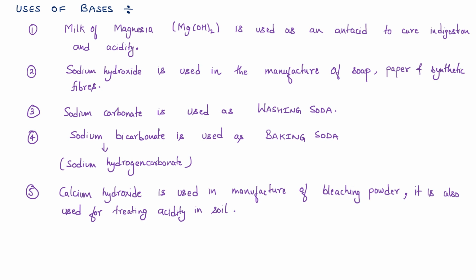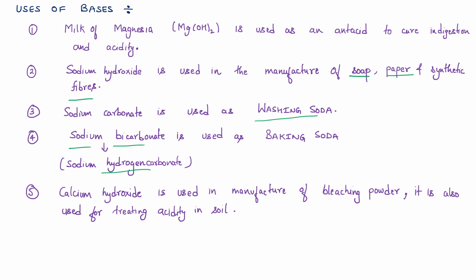Okay, sodium hydroxide, that is NaOH, is used in the manufacture of soap, paper, synthetic fibers. So sodium hydroxide is a very important base. It is used in the manufacture of soap. Saponification reaction you will learn in your chapter 4. Okay, in the paper industries and in the manufacturing of synthetic fiber like nylon, we use sodium hydroxide solution. Sodium carbonate is also known as washing soda, and sodium bicarbonate or sodium hydrogen carbonate.